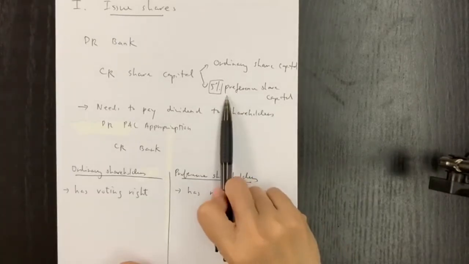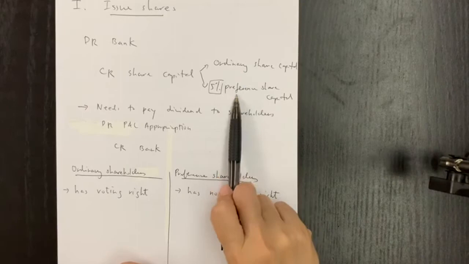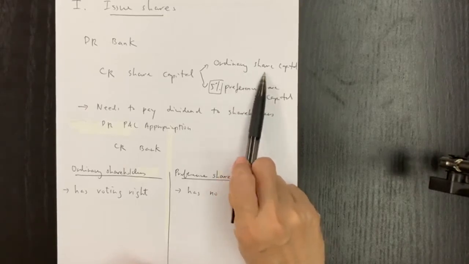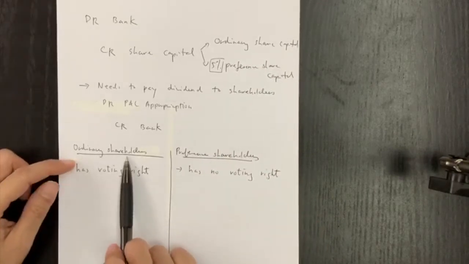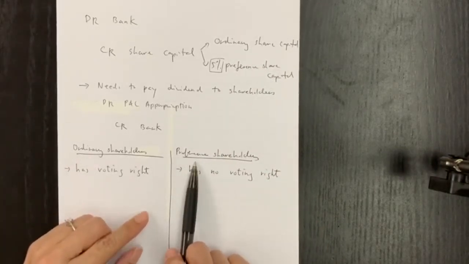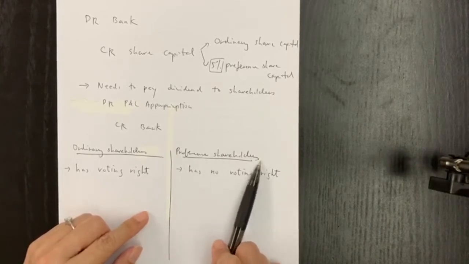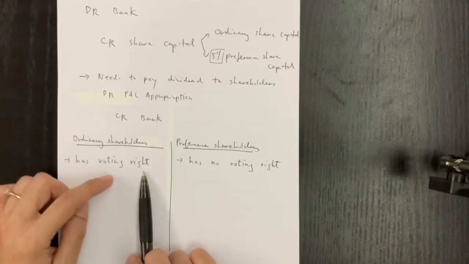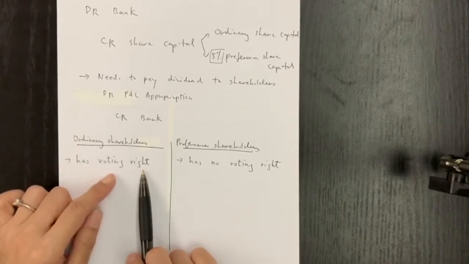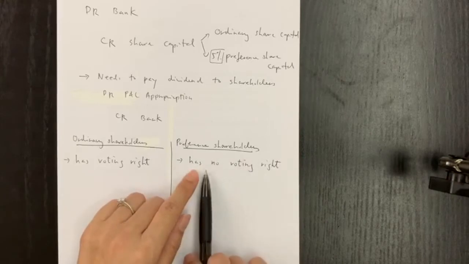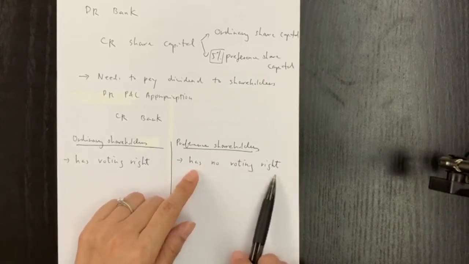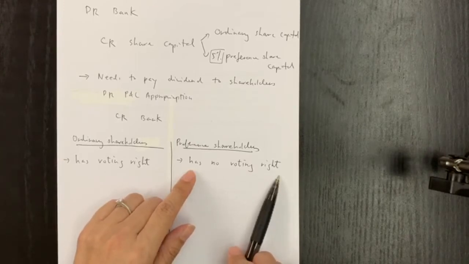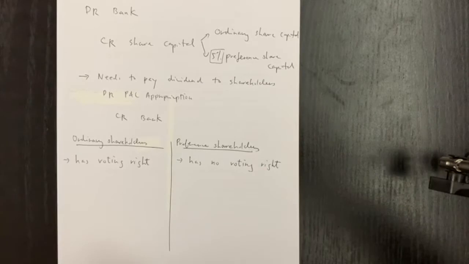Now we come to the difference between ordinary share capital and preference share capital. If you are the one who buys ordinary shares, that means you are an ordinary shareholder. And if you buy preference shares, that means you are a preference shareholder. Okay, so the first difference is ordinary shareholders will have voting rights at the general meeting. But preference shareholders do not have any voting rights. So you have no say at the general meeting with the directors of the limited company.